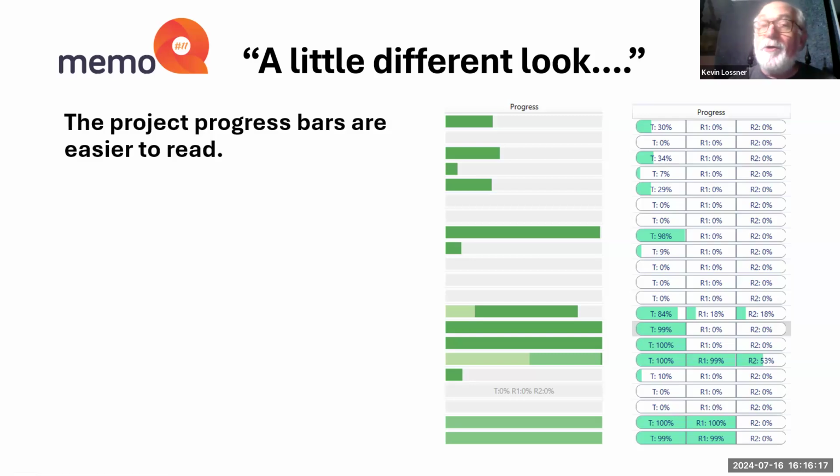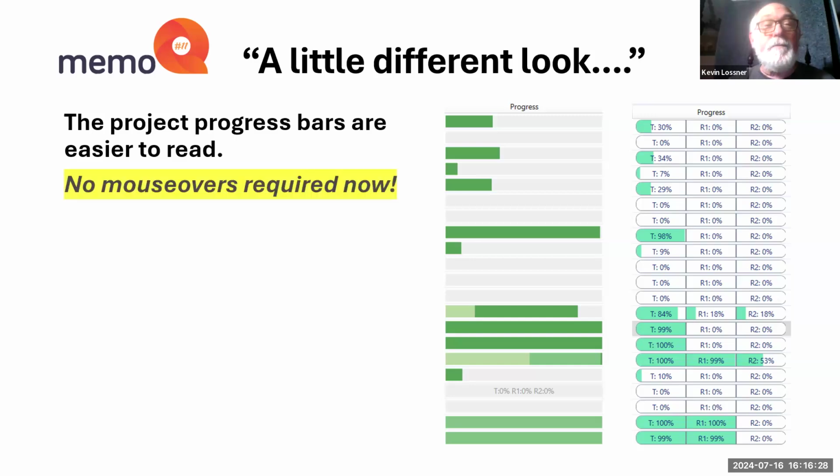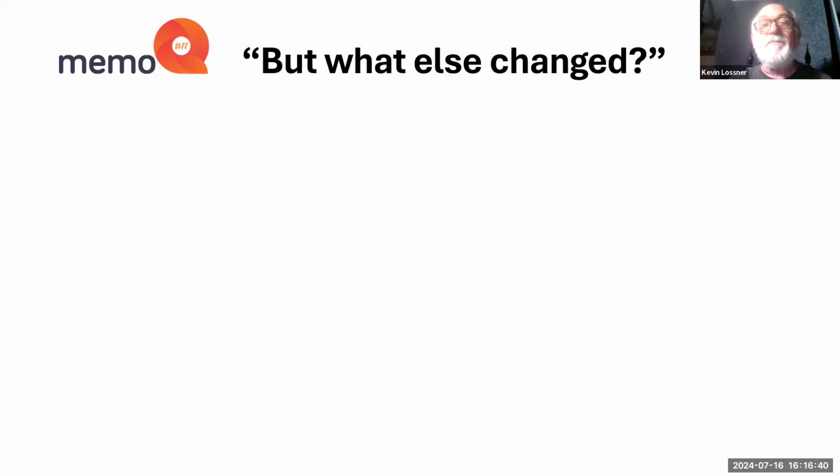Yeah, project progress bars are much easier to read. So thank you once again to the product designers and the development team. I think you did a good thing there. No more mouse overs are required in order to read the percent of progress on any of those three roles' tasks. But what else changed in memoQ 11?